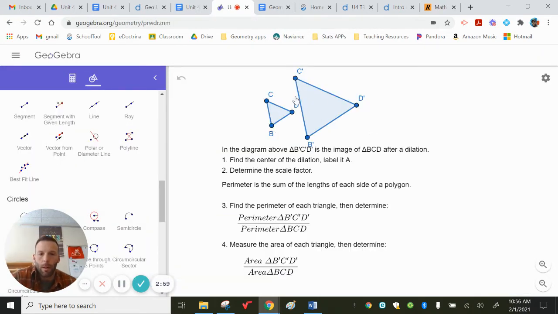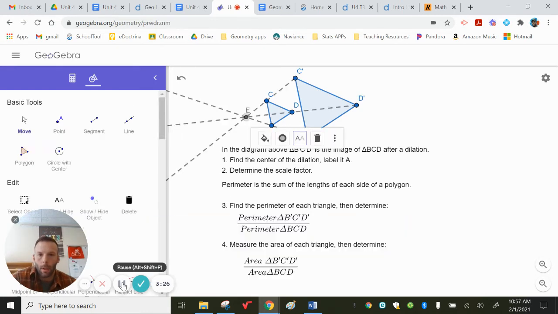Okay, so in this picture, we have triangle B prime, C prime, D prime is the image of triangle BCD after a dilation, and we're going to answer a series of questions based on that. So first, we're going to find the center of the dilation and label it point A. We're going to determine the scale factor, and then we're going to talk about perimeters and areas. So let's start by finding the center by drawing some lines or some rays through corresponding points. Go ahead and do that now.